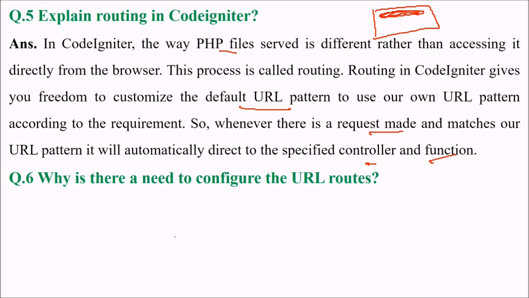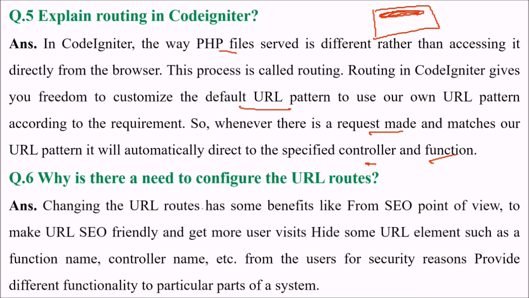Why is there a need to configure the URL routes? There are certain things you need to understand about why we configure the URL routes. First is search engine optimization, that is SEO. Then there is the security perspective. You don't want to show the function name, controller name, etc. to the user or anyone. You just want to hide them, and for that you need to configure these URL routes to the bare minimum possible.